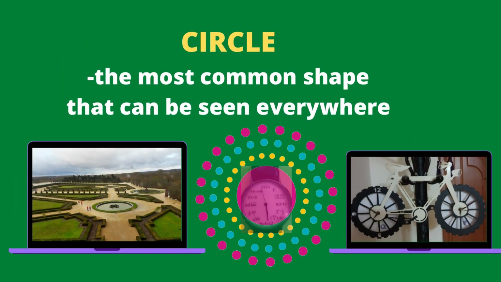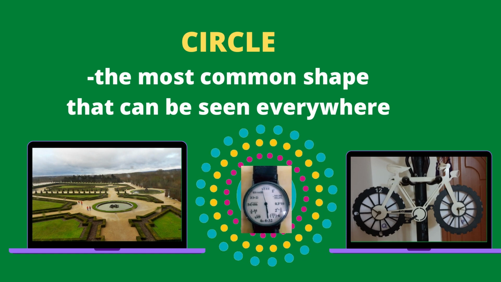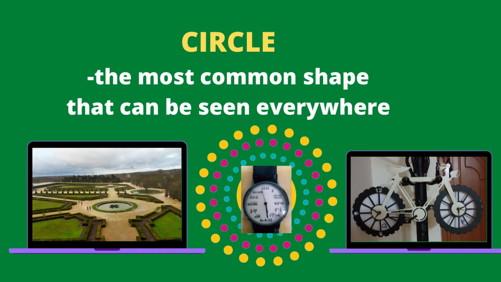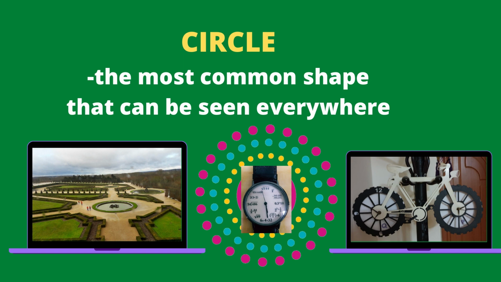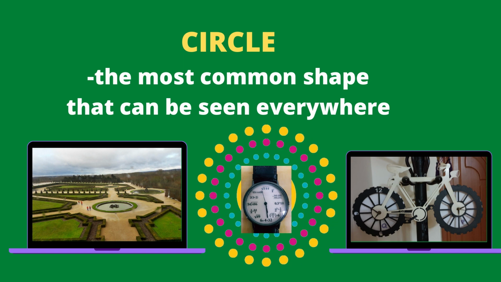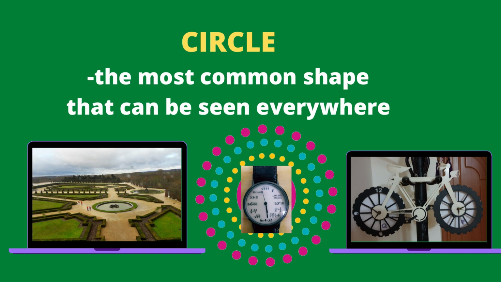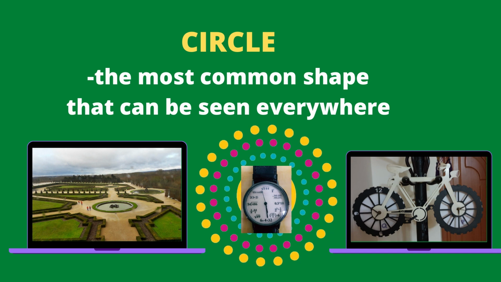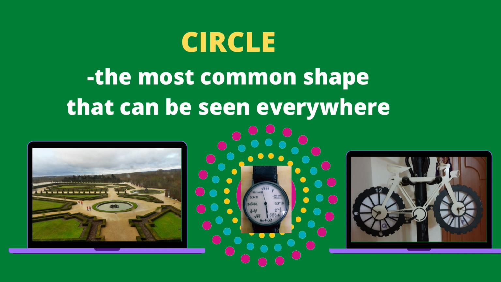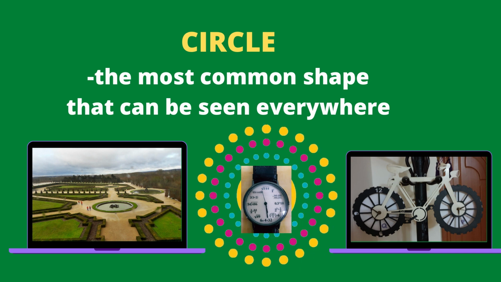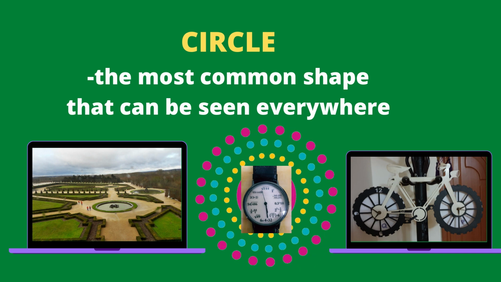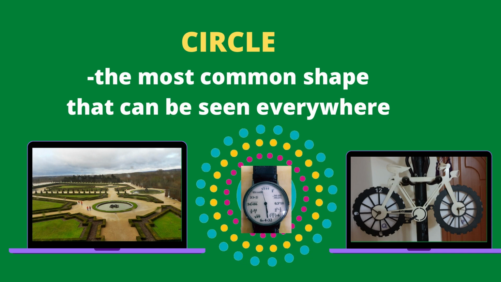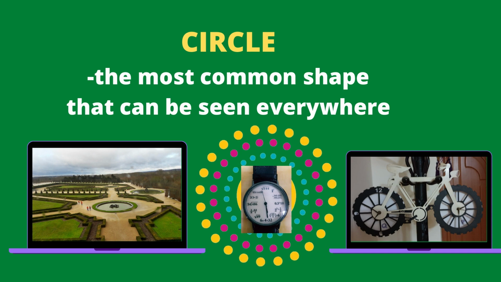Circle is the most common shape that can be seen everywhere. Many architectural designs are in the shape of a circle. In the royal gardens of Versailles in France, the conic section that can be found in the middle of the garden is a circle. Circles are present in real life. You can see a circle on your wall clock, on the wheels of a bicycle and automobiles, and many more.